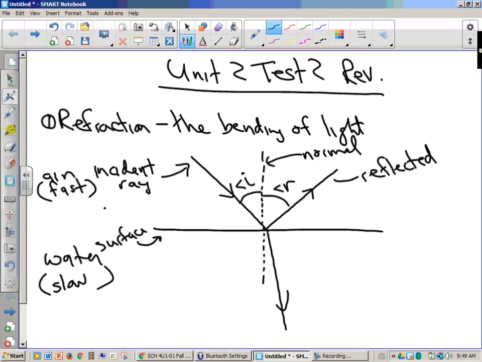This angle in here is very tiny, so I'm going to just write it over here, angle capital R, the angle of refraction. And this ray here is called the refracted ray. All right?